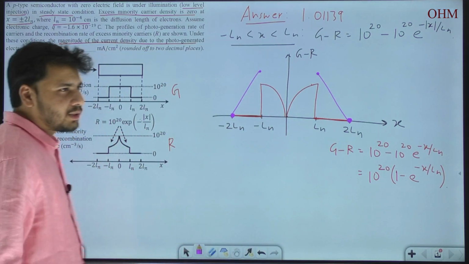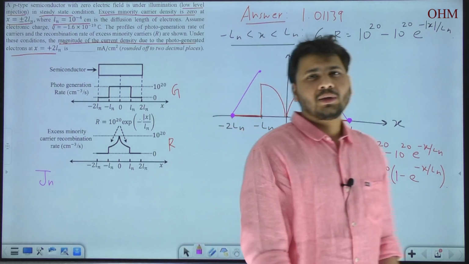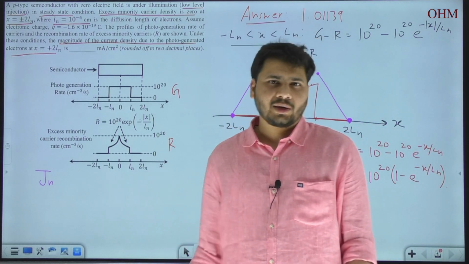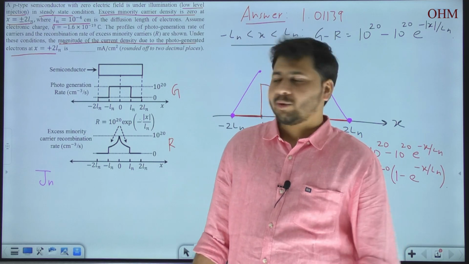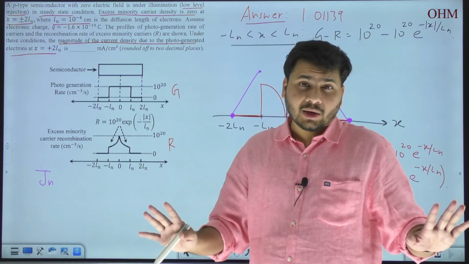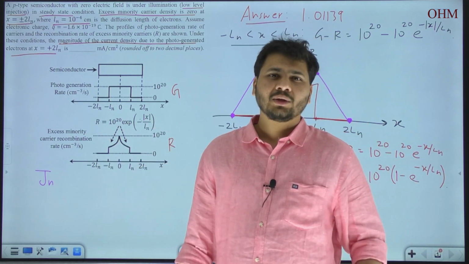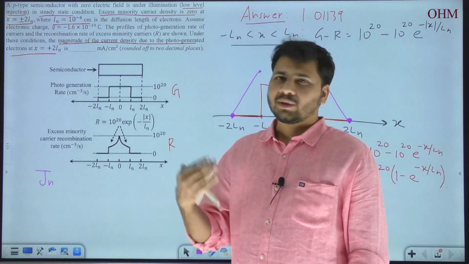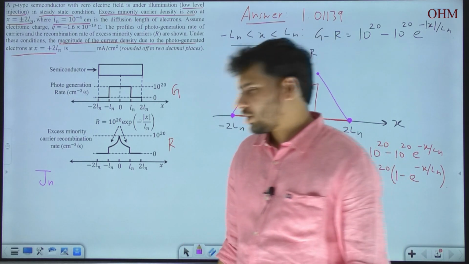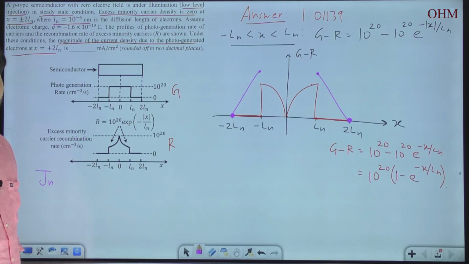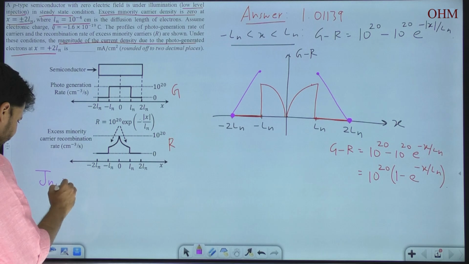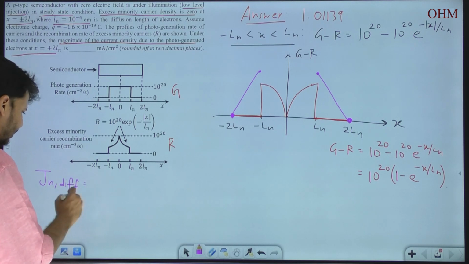Because we always tend to neglect drift of excess minority carriers. Excess minority carriers are very, very small in number, and even the resulting electric field, if at all it is there, is going to be too small to result in any significant drift current. So whatever electron current you have is entirely going to be diffusion current. Okay. So Jn diff is equal to what?